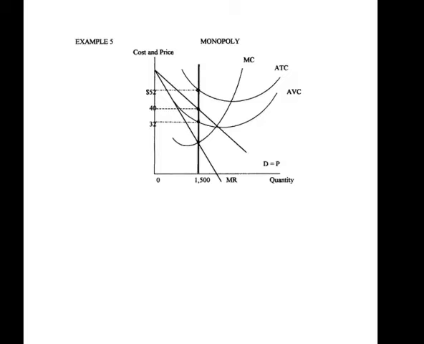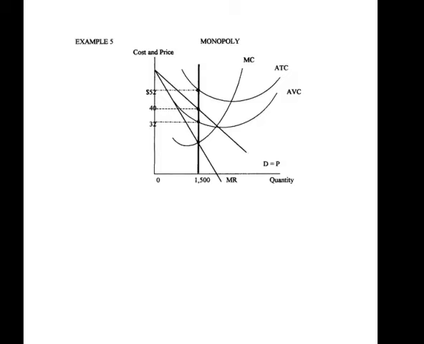Now, again, because they're losing money, oh, by the way, how much are they losing? Well, I'm going to do this in a little backwards way. You can say total revenue, which is price times quantity. In this case, it's 40 times 1,500. Then you can take total cost. Well, total cost is $52 times 1,500. You can take total revenue minus total cost, and that will tell you the amount of the loss.